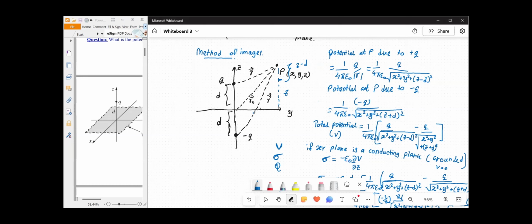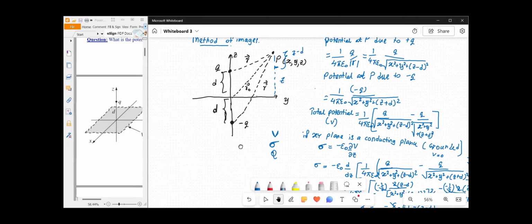Now, with this potential on the xy plane, when z is equal to 0, here we will have q over the square root of x squared plus y squared plus d squared, minus q over the square root of x squared plus y squared plus d squared. So these two terms will cancel out. The total potential on this xy plane will be 0.